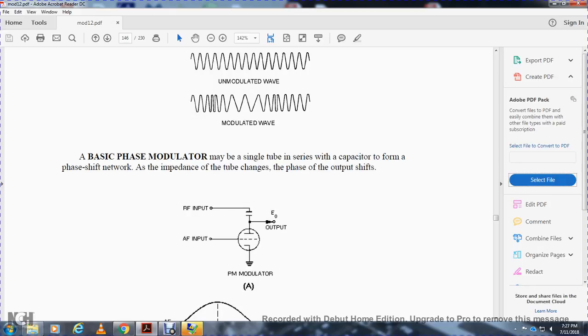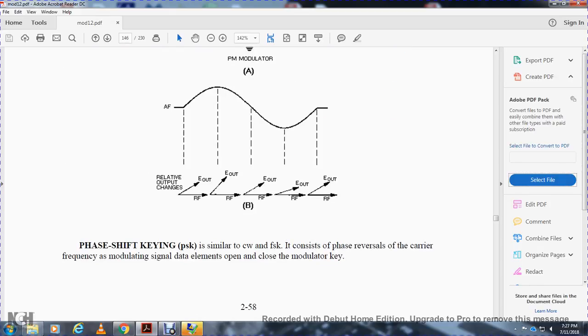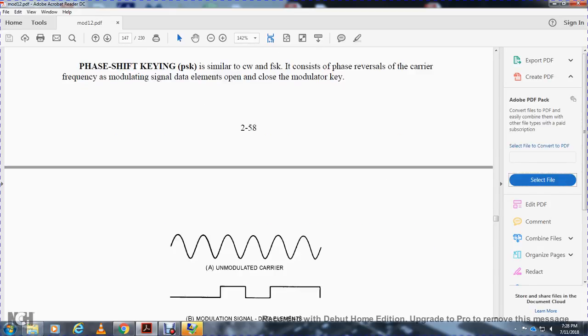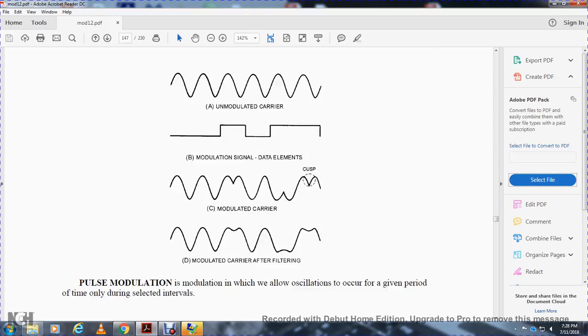Positive phase modulator: the audio frequency input with the radio frequency input gives the voltage output. Phase shift keying is similar to continuous wave frequency shift keying. It consists of phase reversal of the carrier frequency, with the modulating signal data elements opening and closing the modulator key. Unmodulated carrier, modulating signal data elements, modulator carrier off, modulator carrier after filtering.